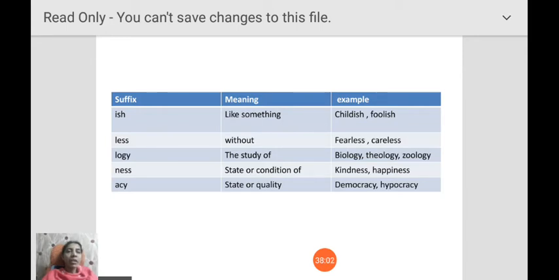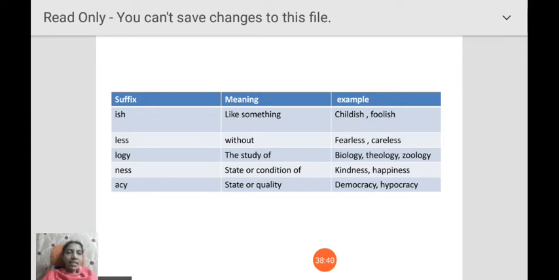Then logy. We have already come across this word many times. The systematic study of something is logy. Biology, theology, zoology, anthropology, paleontology, ophthalmology, oncology, anything that ends with ology. It's a discipline, a study of something.